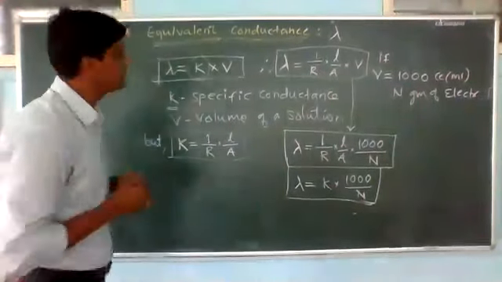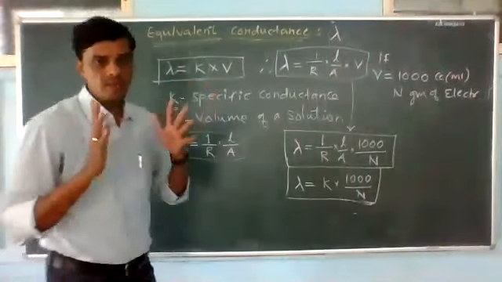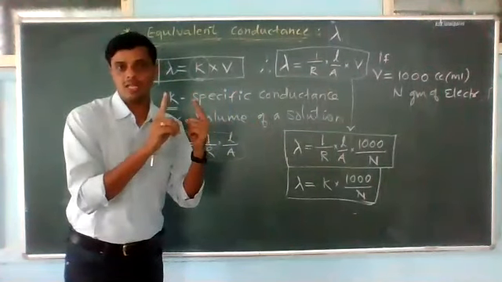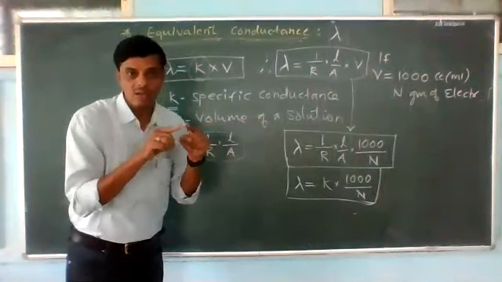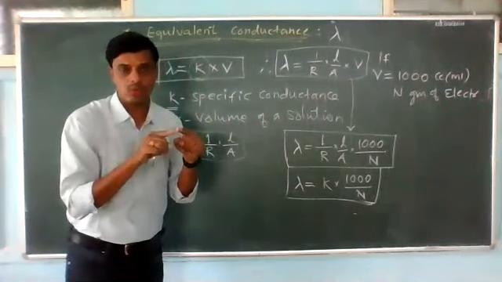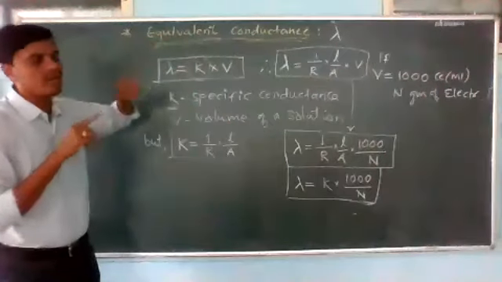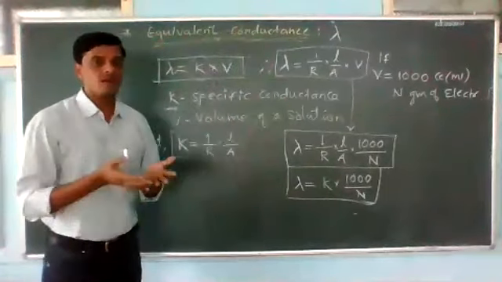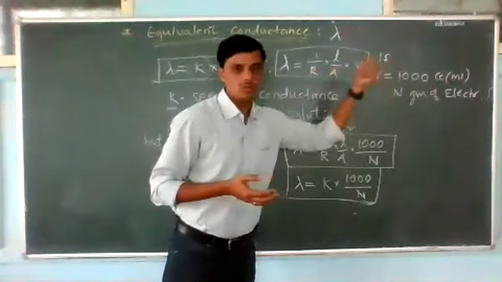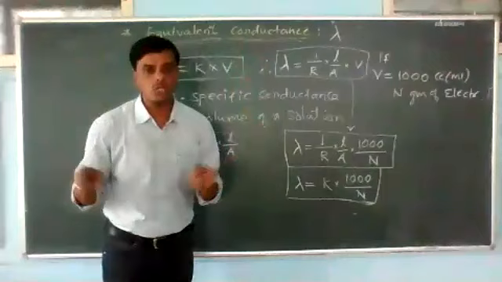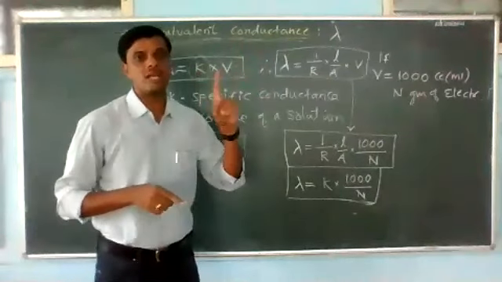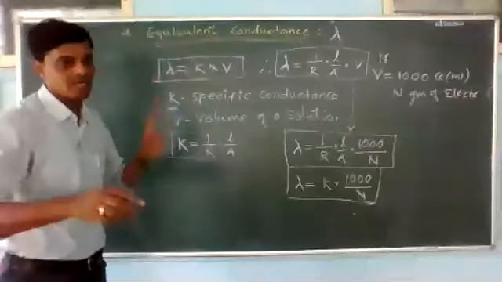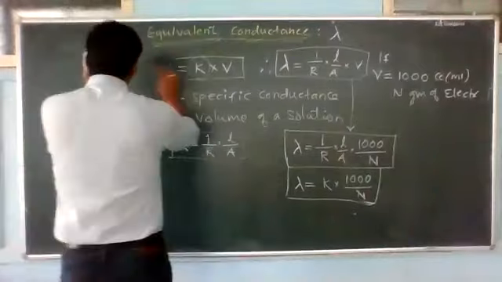Only 10 minutes are left. So म्हणजे समजलं आता, specific conductance, it is the conductance shown by the solution which is present in 1 cubic centimeter. Okay, and what is equivalent conductance? Equivalent conductance is the conductivity shown by all the ions present in V ml of solution or present in a given solution which consists of 1 gram equivalent of an electrolyte. That conductance is called equivalent conductance.